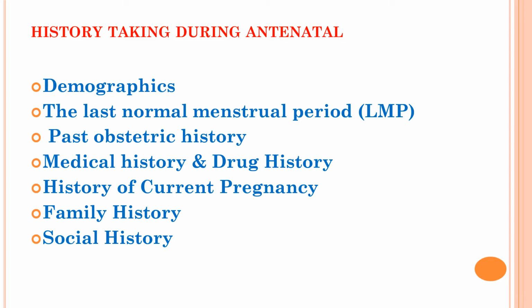Another history that you need to take, the history of the current pregnancy. You want to ask about the gestational age of the pregnancy, the last menstrual period. You can use that to estimate the gestational week in which the pregnant woman is. The gestational age, you can use the last menstrual period to calculate that, as discussed before.